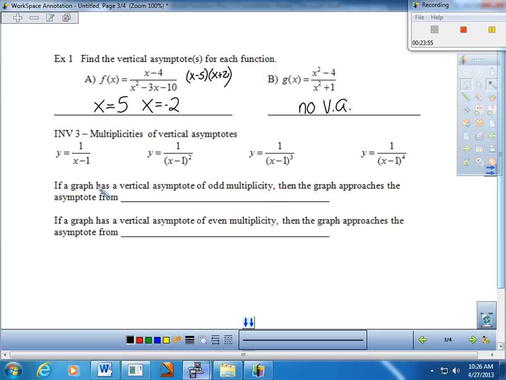Excuse me. So anyway, here's what I have. If a graph has a vertical asymptote of odd multiplicity, then the graph approaches the asymptote, really, here's how I wrote it, just from different directions.